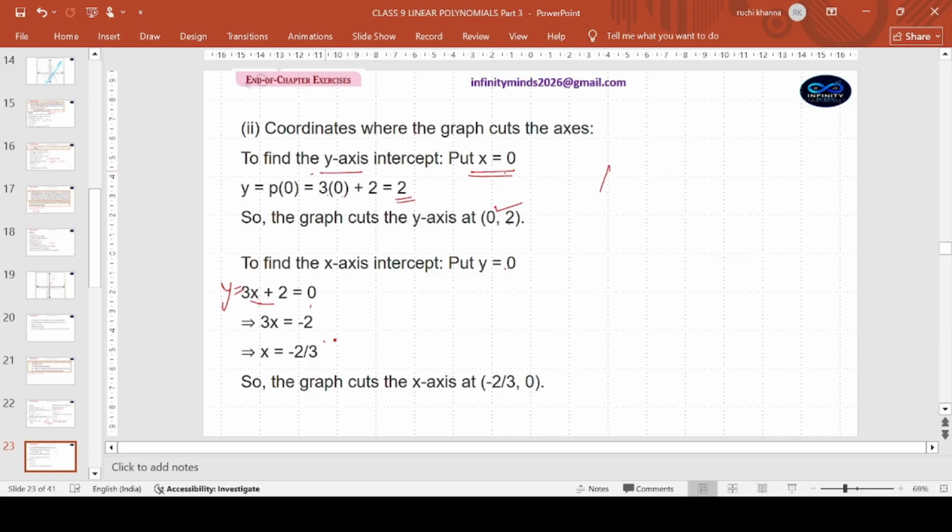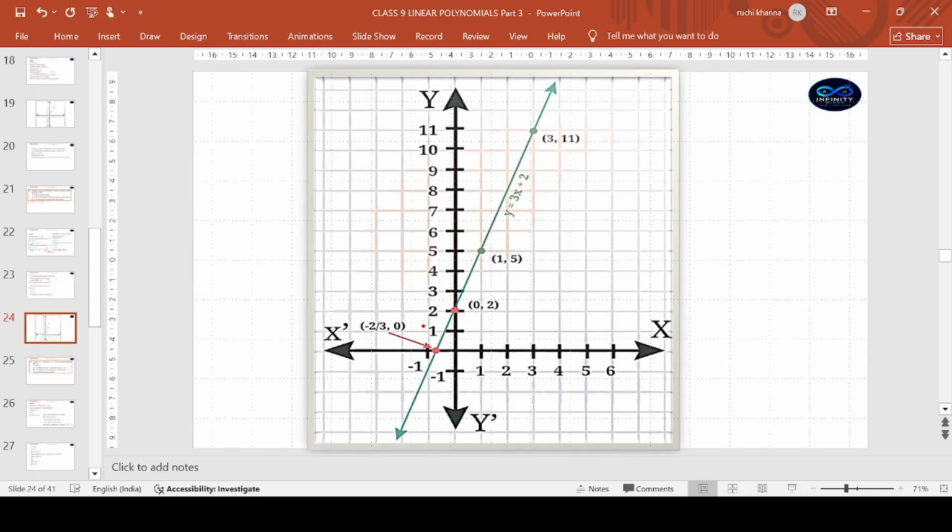That is, x is minus 2 by 3, and y is going to be 0. With these 2 points, you can plot it on the graph. It passes through 0 comma 2 and minus 2 by 3 comma 0. Meeting the y-axis, x coordinate 0. Meeting the x-axis, y coordinate 0. Minus 2 by 3 is like 0.6 approximately, before minus 1 it has been plotted. You have 2 points, sufficient for you to plot.